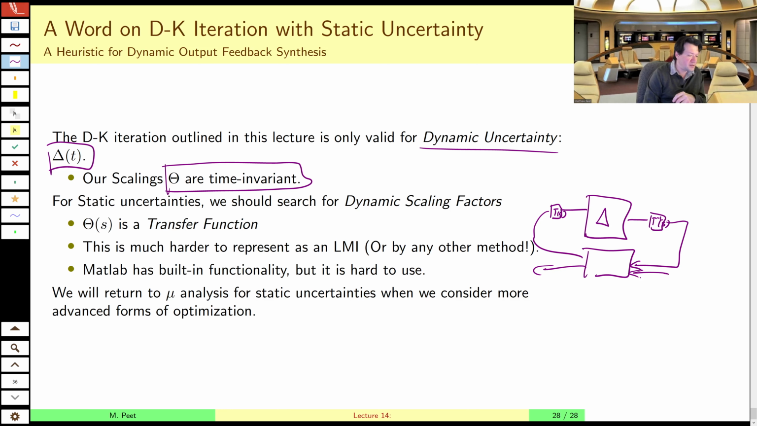And well, I don't know. It seems like the time-varying uncertainty case is more helpful than the static one, but that's what it is. Much harder problem, parameterizing those transfer functions. And again, I refer to the literature. I think the Doyle, Zhou, and Glover book has some work on that.